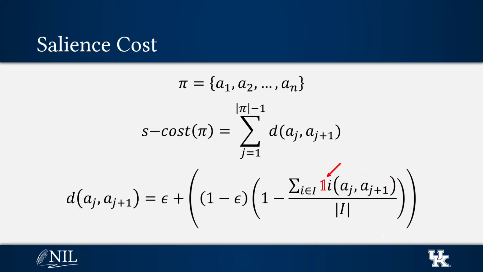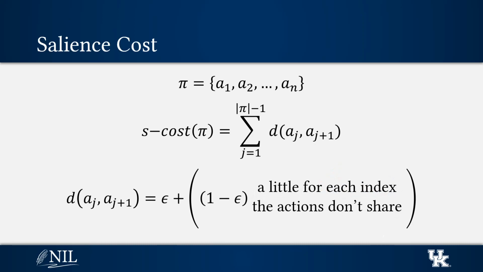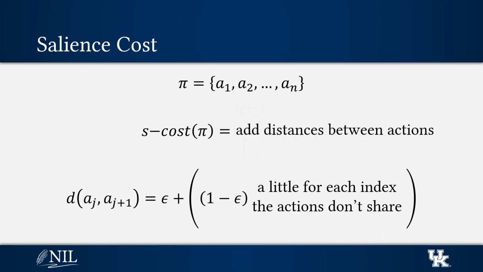So now we've got a way to measure how close two actions are to one another. The notation is a little gnarly, but the concept is simple. Actions are closer together when they share more indices with each other, and the cost of a plan is the sum of the distances between its actions.